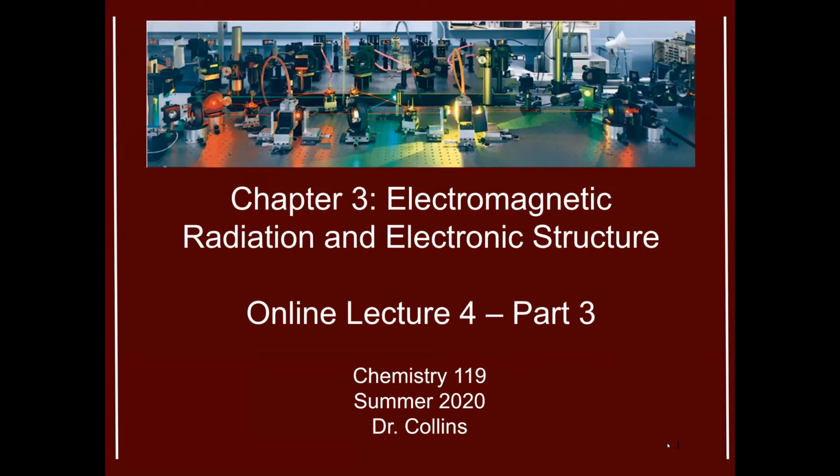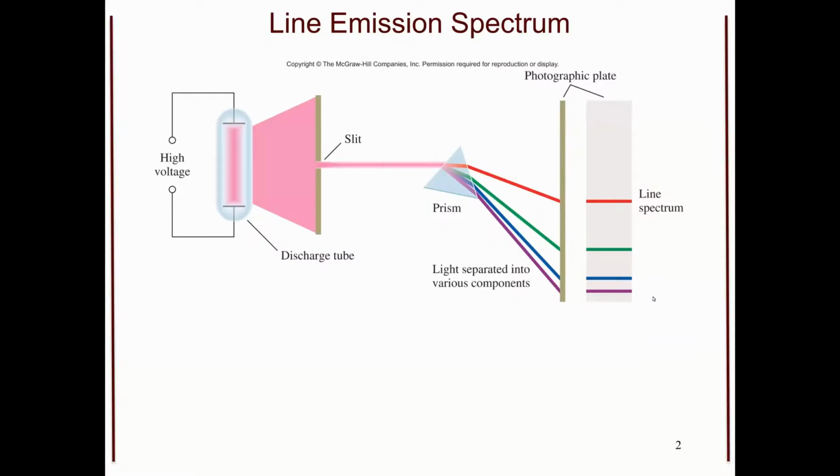Hi students, in this final video for online lecture 4, we are now going to talk about emission spectra. So what is an emission spectra? There are different characteristic lights that are emitted by elements when a voltage is put through them.